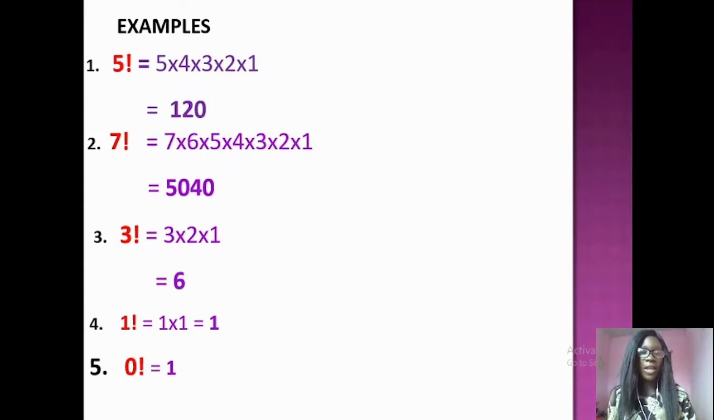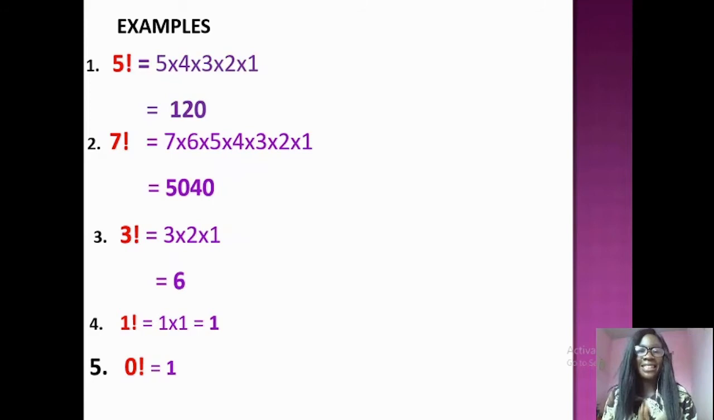So what if we have 1 factorial? If we have 1 factorial, there's no work to do. Is any number ahead of it? It's just 1, right? So 1 factorial is 1. And again, 0 factorial is also 1.